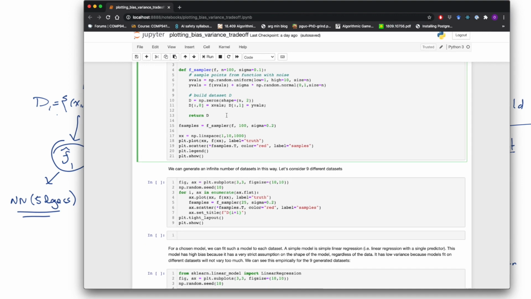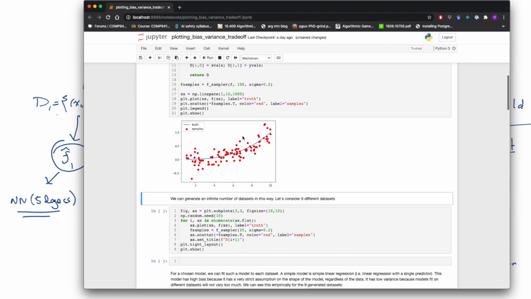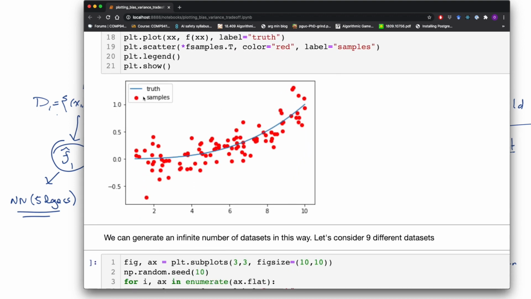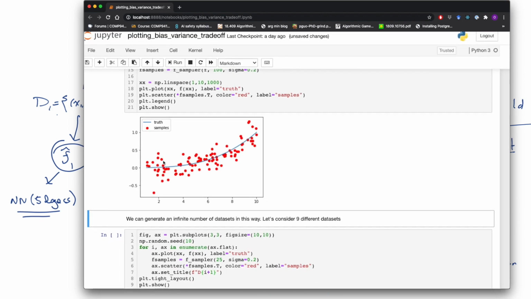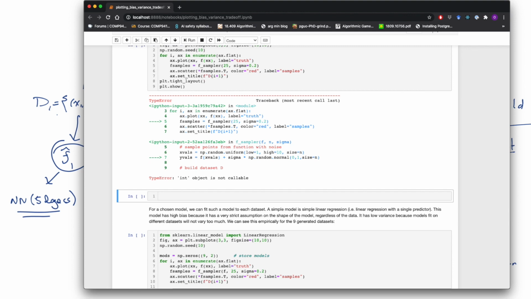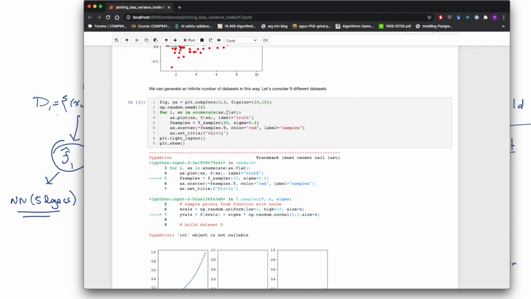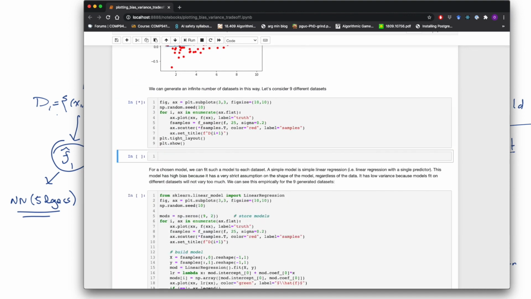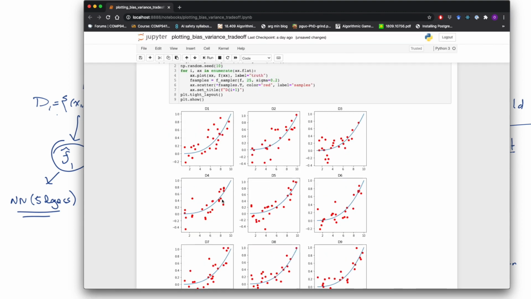So let's see what that looks like. Okay, so here in red I have my samples. The true function is in blue, and I have my data set. And as I said, you can do this an infinite number of times. You could simulate an infinite number of data sets because every time you're just adding a little bit of random noise, the random noise is going to be different every time, and so you get a different data set every time. So here I do it 9 times.